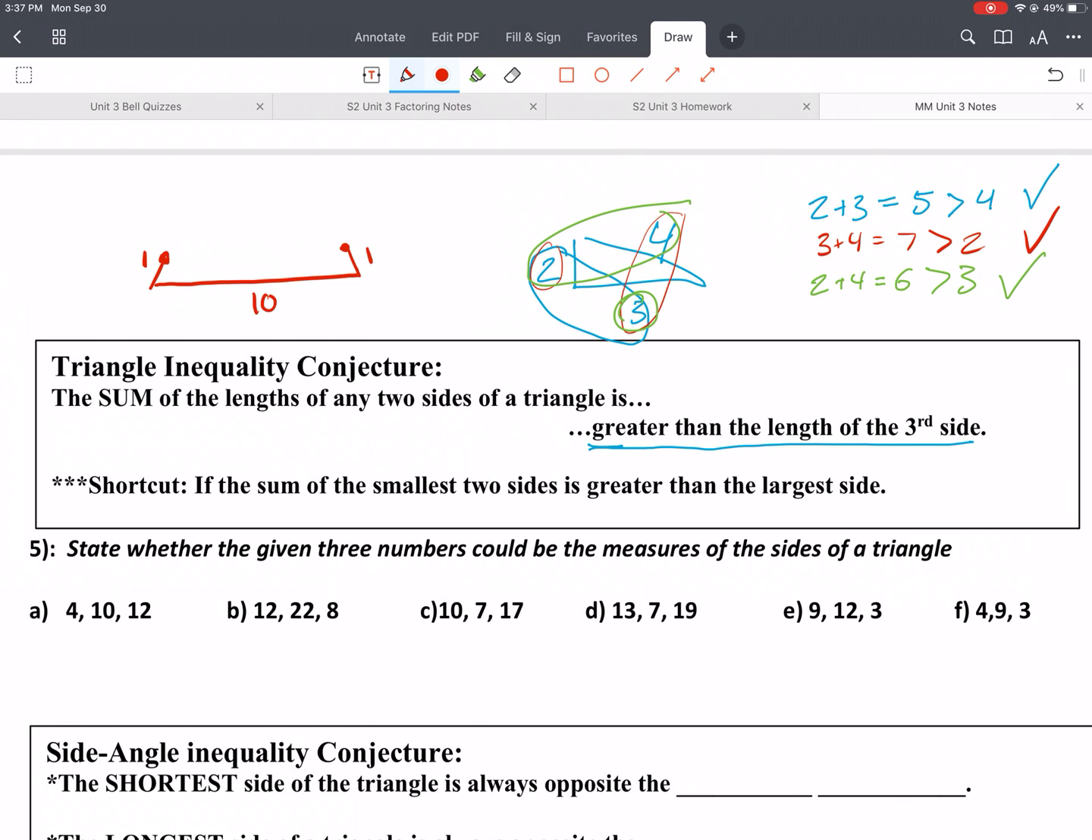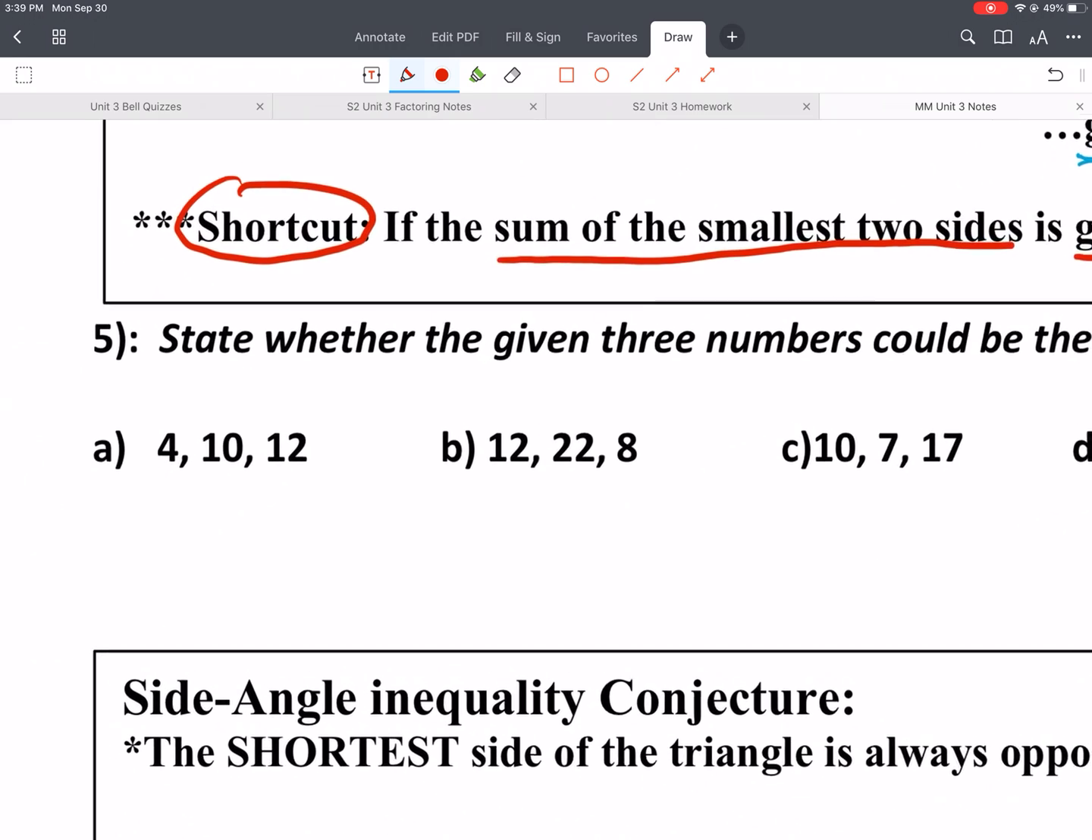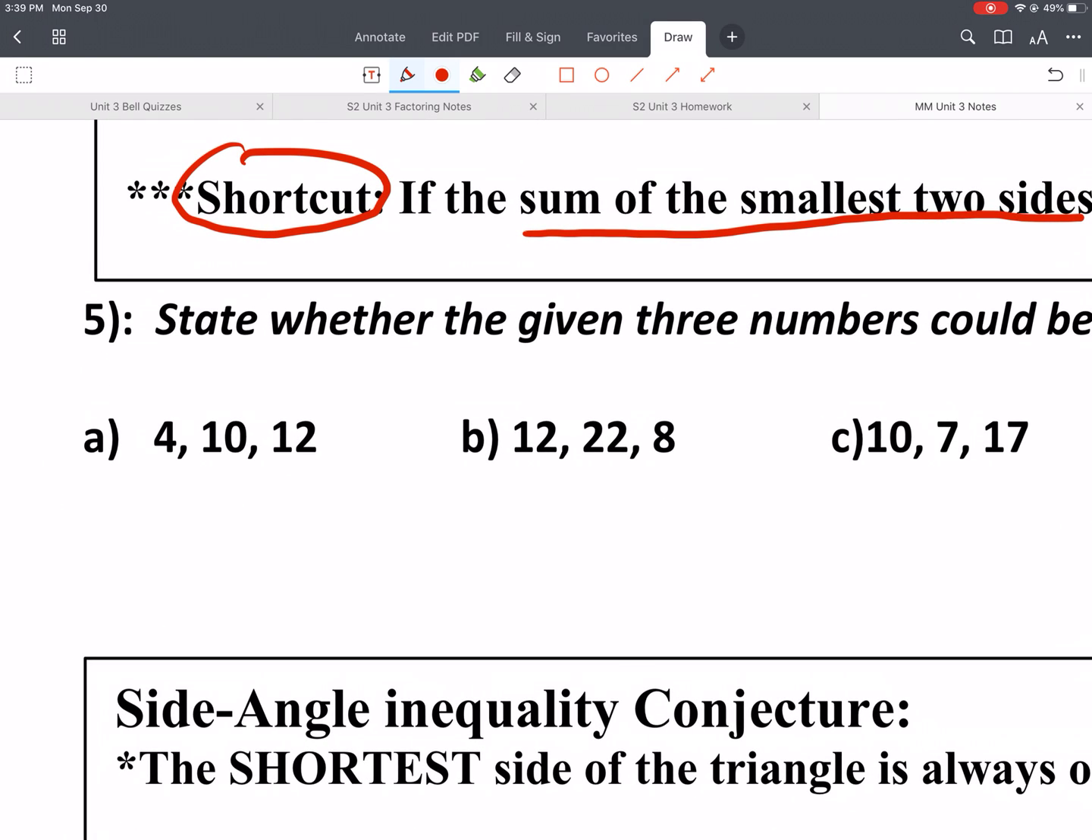All right, so the shortcut is, instead of having to do it for all 3 sides, adding them together, we can use the sum of the smallest 2 sides. It has to be greater than the largest side. Okay, so here they want us to state if the 3 numbers can make a triangle. So we just want to say yes or no. So we're going to add the 2 smallest sides. That gives us 14. And is 14 greater than 12? Yes, so that could make a triangle.